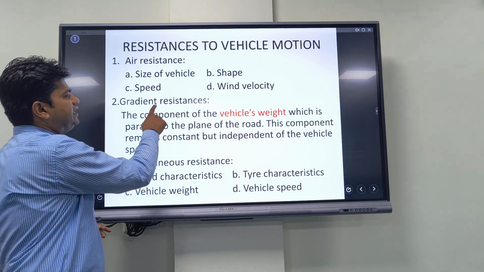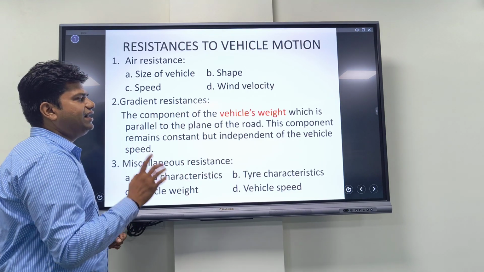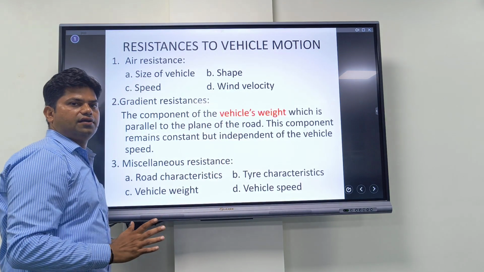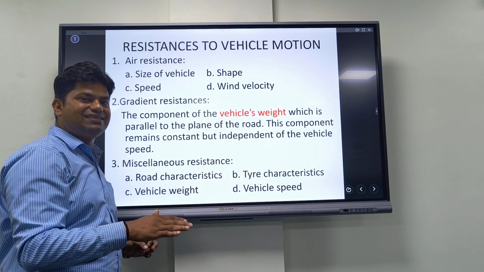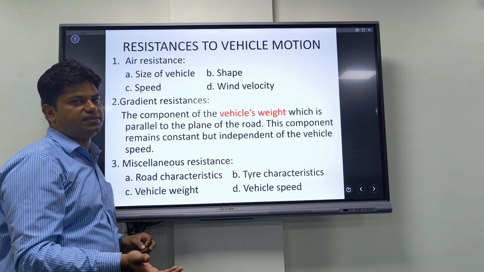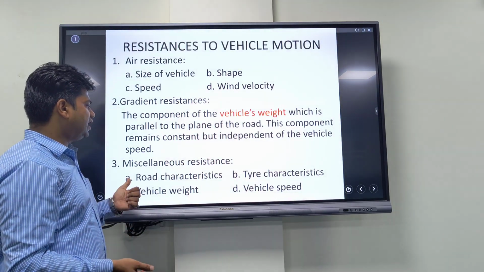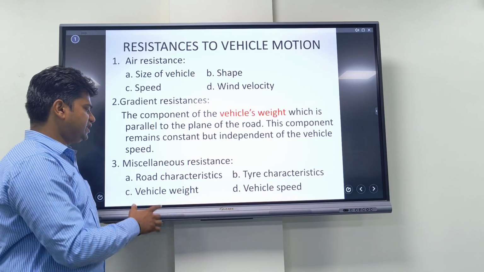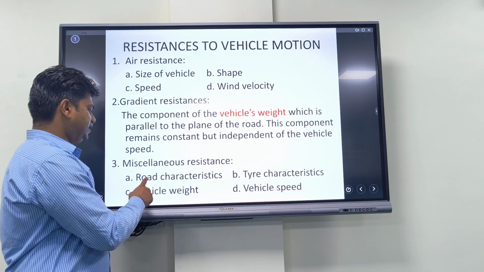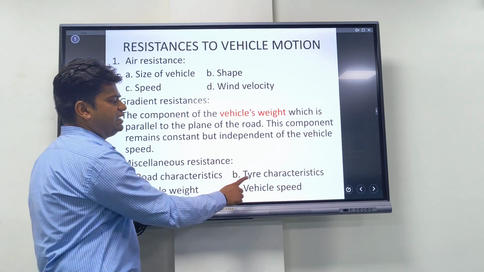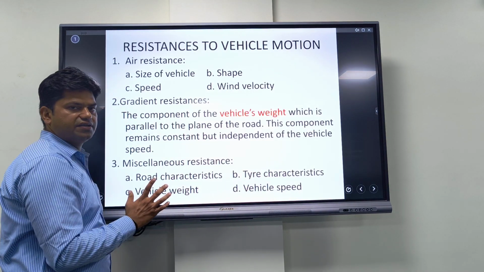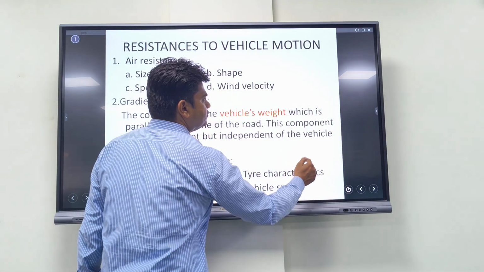Next category is gradient resistance. The gradient resistance depends on the vehicle weight. If the vehicle weight increases, the resistance will increase. Next, third category is miscellaneous resistance. Miscellaneous resistance has four categories: road characteristics, tire characteristics, vehicle speed and vehicle weight. Next slide.